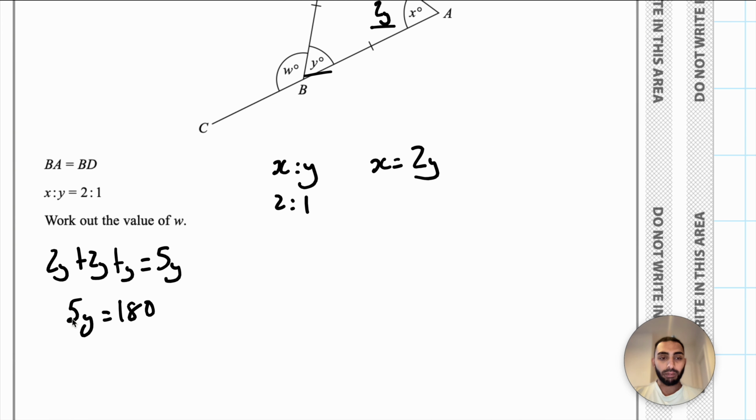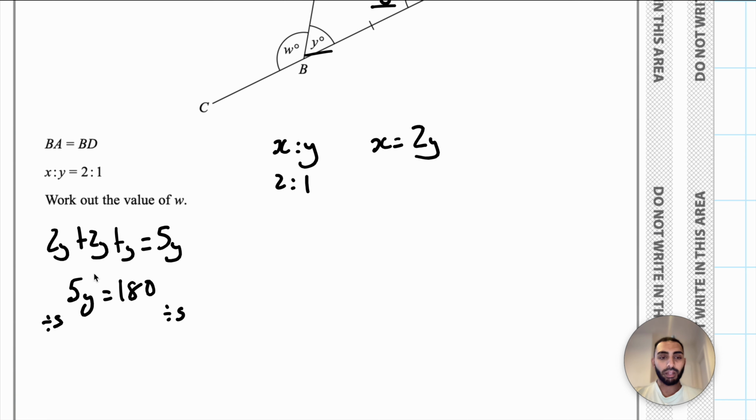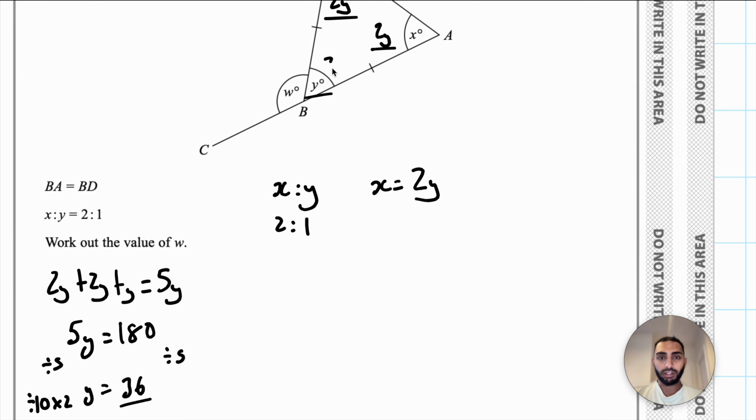Y is being multiplied by 5, so I need to divide by 5, the opposite of that. Divide by 5 on both sides. An easy way to do this is if you divide by 10, and then you times it by 2. So Y is equal to 180 divided by 10 is 18, and 18 times 2 is 36. So Y is 36.